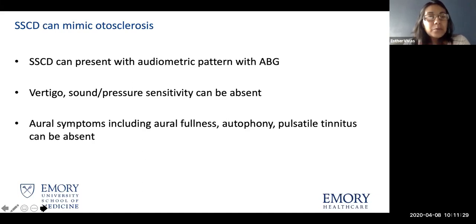So how can you be fooled? The superior canal dehiscence can have audiometric patterns that are visible as air bone gaps. Again, mostly because that bone conduction line is going to come in at 0 or between 0 and 5 decibels instead of matching with the air bone gap.